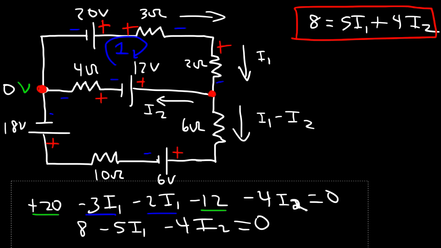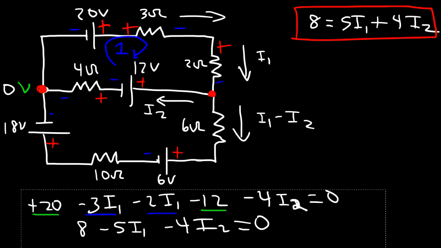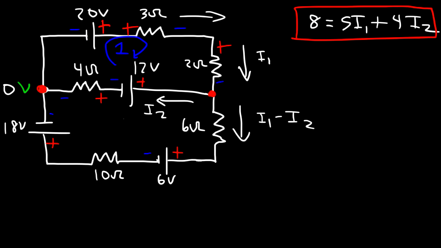Now let's focus on the next loop. So this is going to be loop 2. So let's start with this direction. So we're going towards the negative terminal of the battery. So from positive to negative, that's a voltage drop of 18 volts. And then we're following this resistor from negative to positive. So we're going from low to high potential against I2. So that's a voltage lift of 4 times I2.